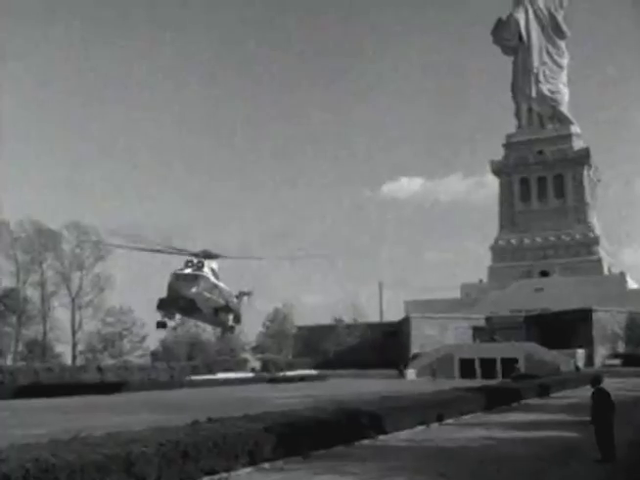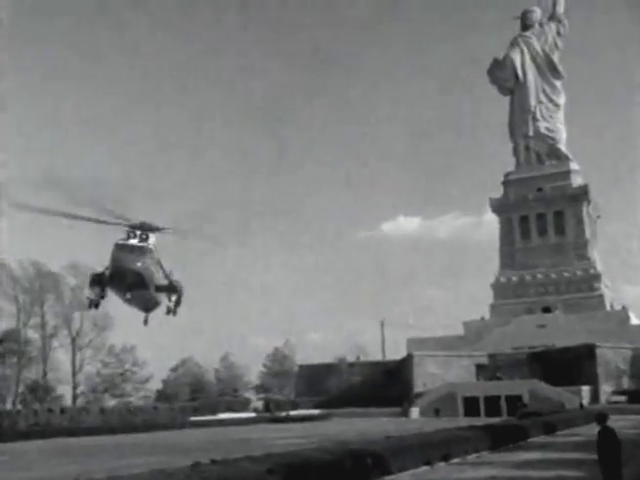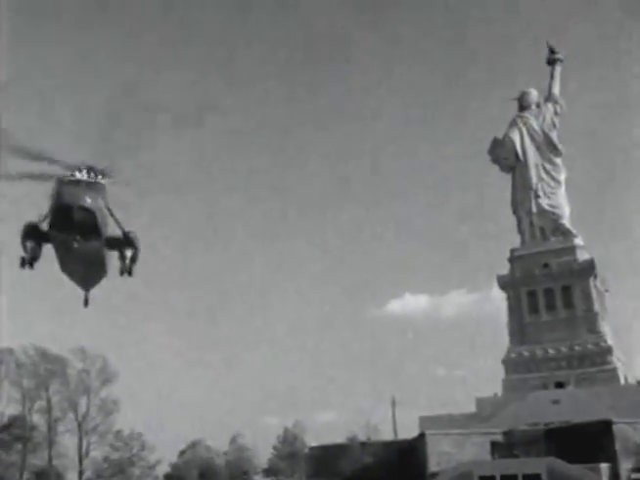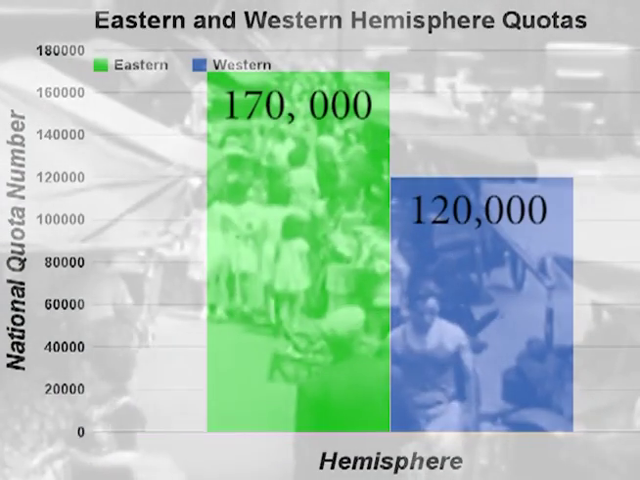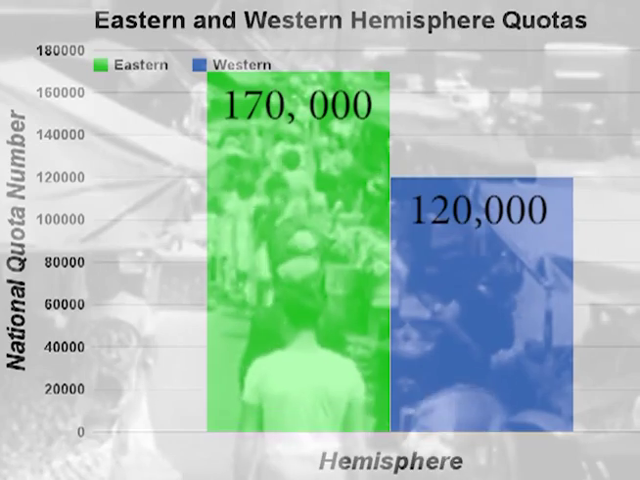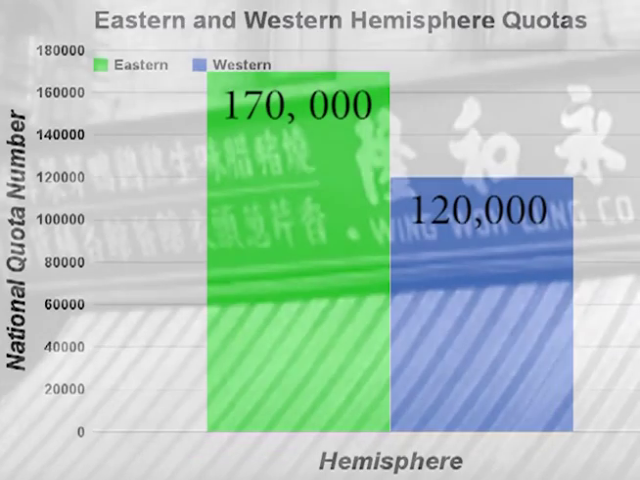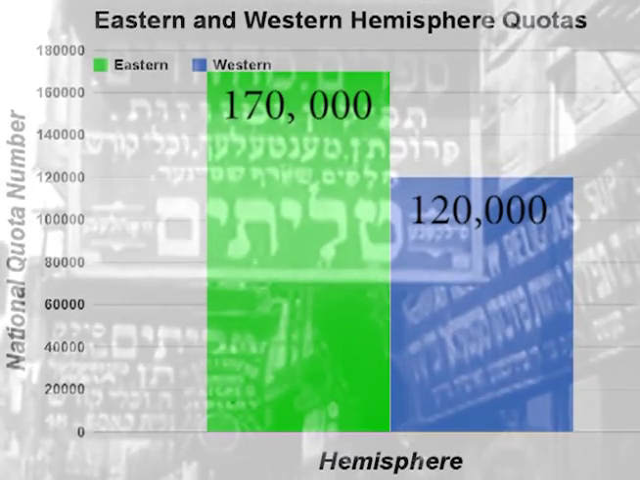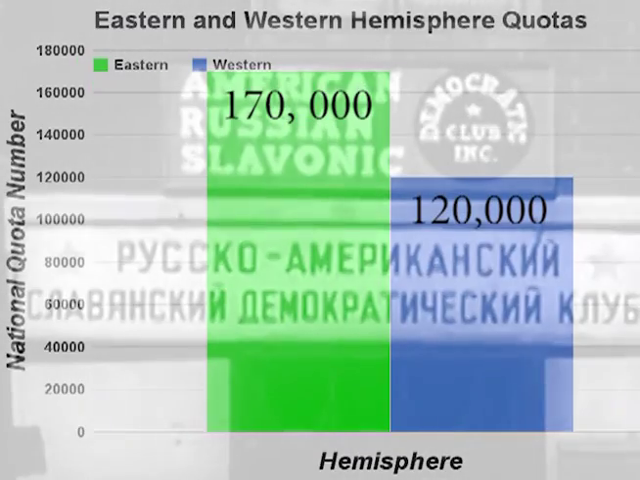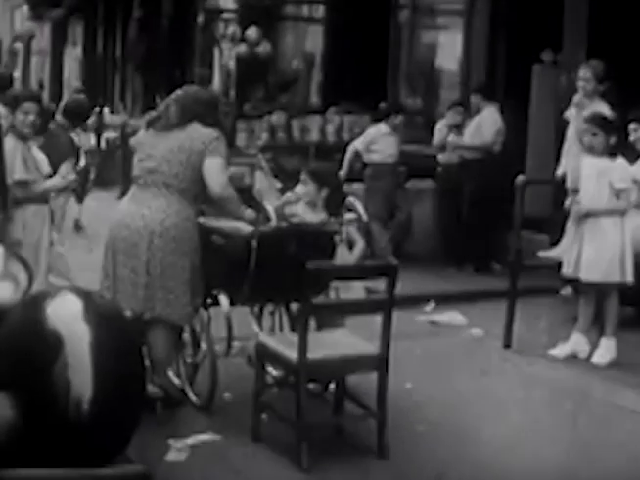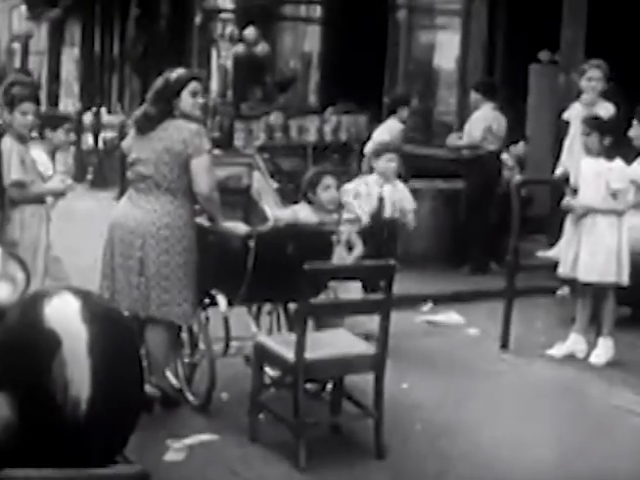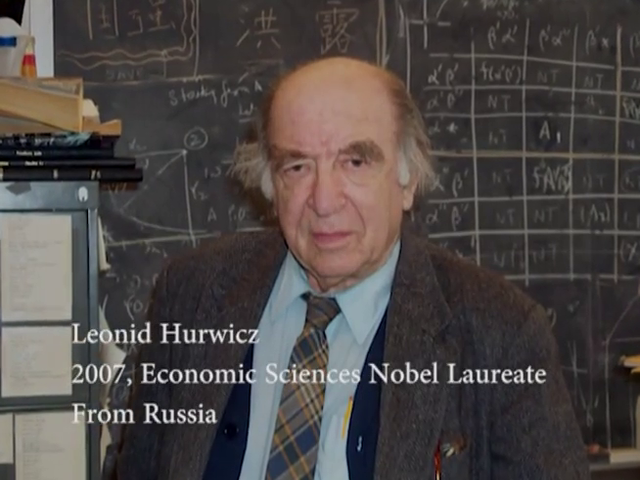Under the Immigration and Nationality Act of 1965, immigration from the Eastern Hemisphere had a total quota of 170,000, with no more than 20,000 per country. Immigration from the Western Hemisphere was limited to 120,000, with no national quotas at all. The new system gave preference to immigrants with family ties with those in the U.S., and also to highly skilled immigrants such as scientists.